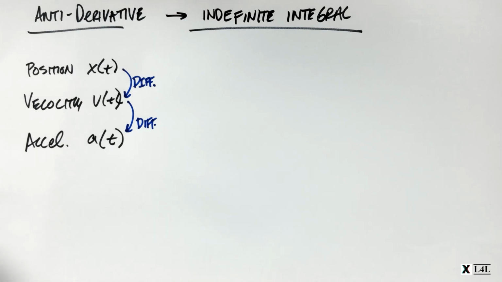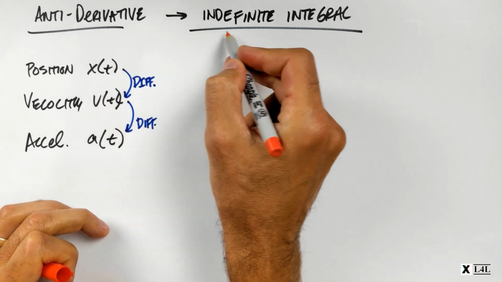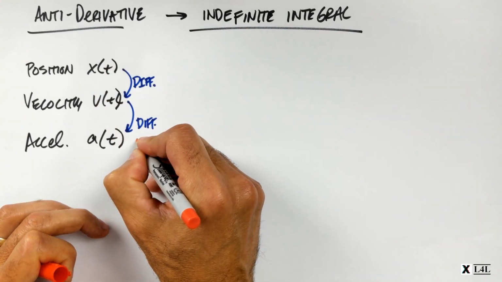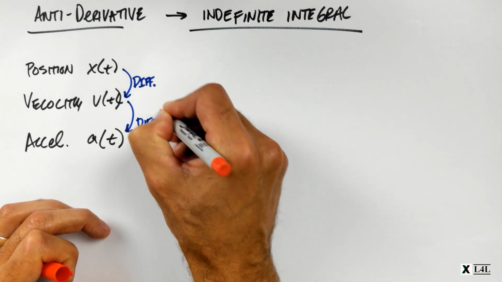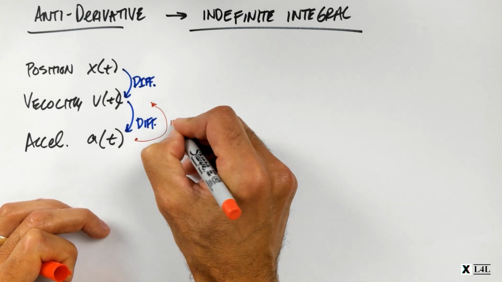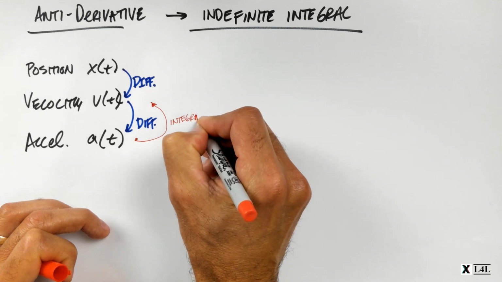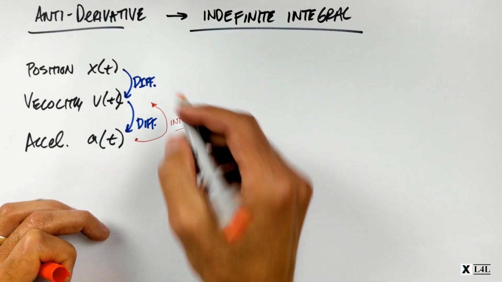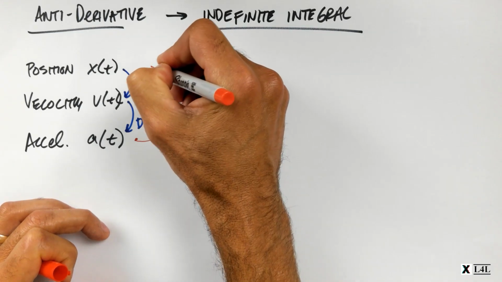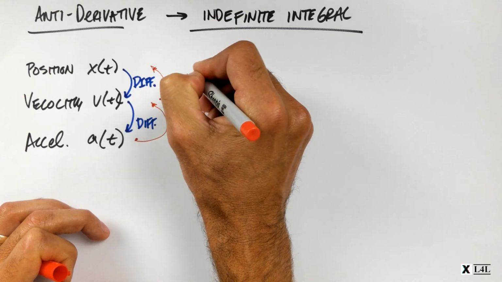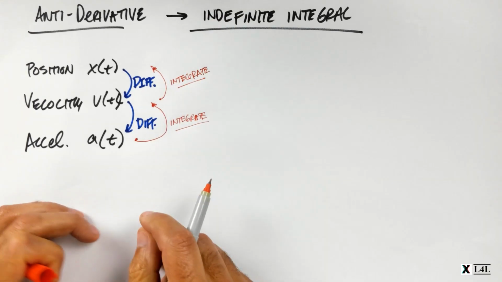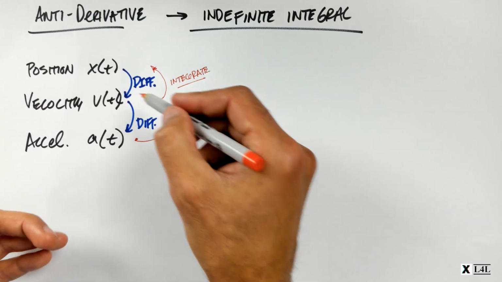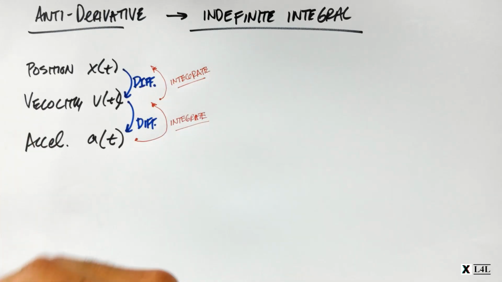Well, the opposite is true as it relates to the antiderivative or the indefinite integral. So if I take an acceleration function and I integrate it, I get the velocity function. And if I integrate the velocity function, I will get the position function. So these can actually undo each other. They are inverse to each other.